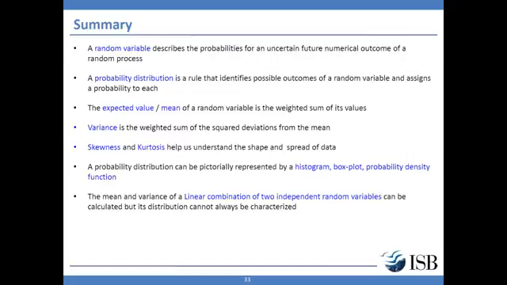We learnt about some additional numerical summary measures for a random variable, which are skewness and kurtosis. They help us understand the shape and spread of the data better. We saw how a probability distribution can be pictorially represented by a histogram, boxplot, or a probability density function. Lastly, we studied that the mean and variance of a linear combination of two independent random variables can be calculated, but its distribution cannot always be characterized. Please note that it is not impossible to characterize the distribution of a linear combination of two independent random variables. It is just very difficult.